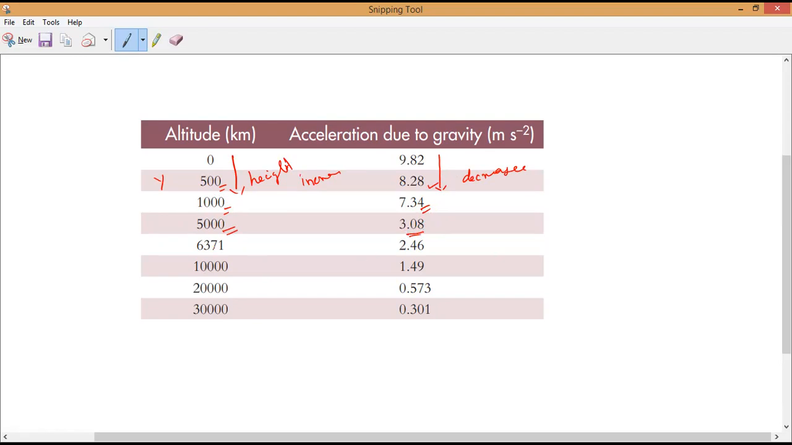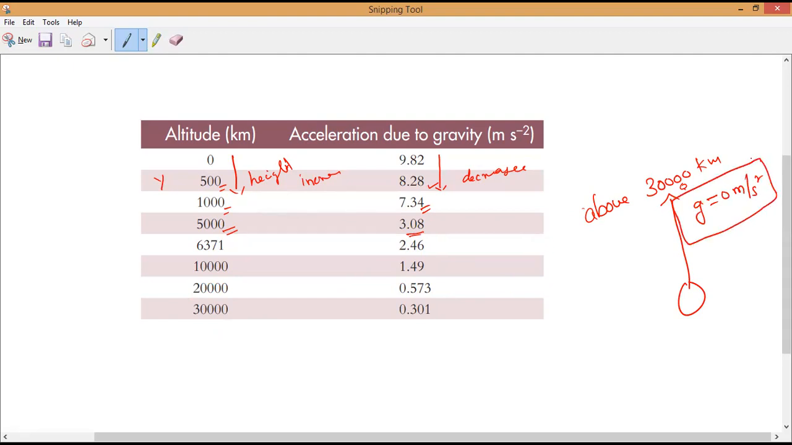Next, 6,371, 2.46. 10,000, 1.49. 20,000, 0.573. Just now I said above 30,000, approximately G value, how much, Hari? Above 30,000 kilometers away from the earth, almost the G value is equal to 0 meter per second square. Have you noticed it, everybody? Yes or no?